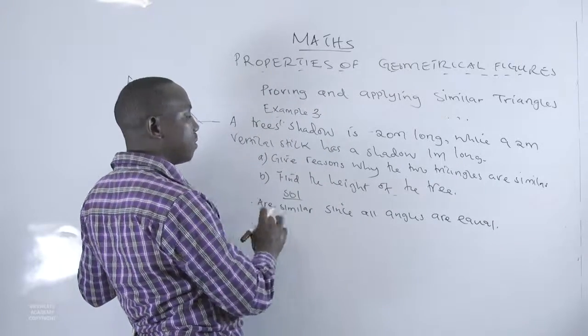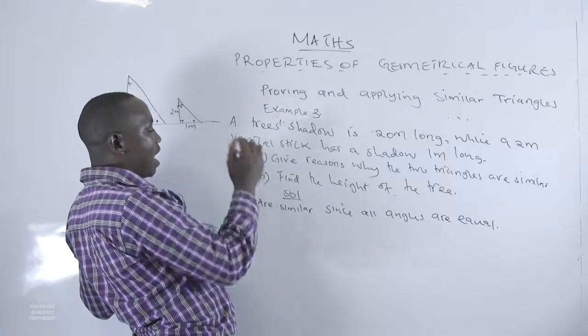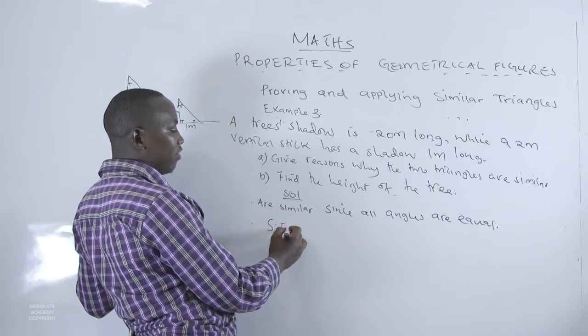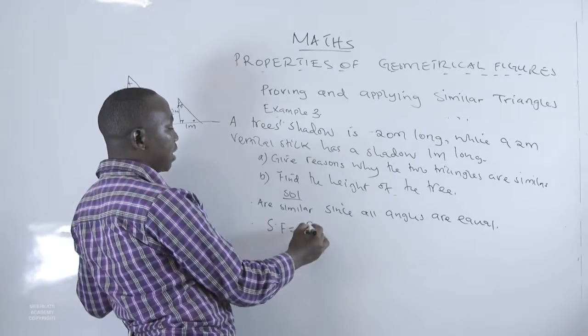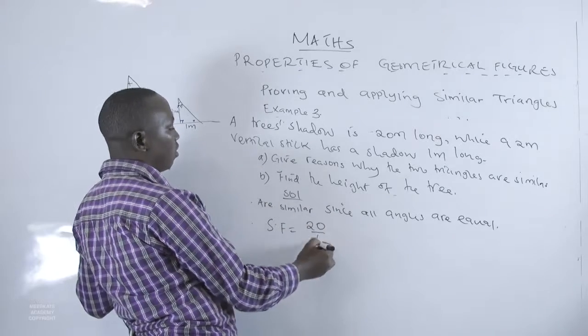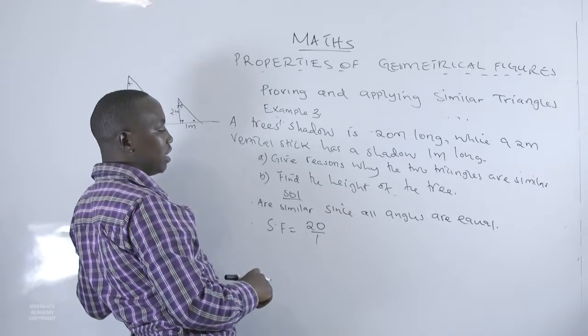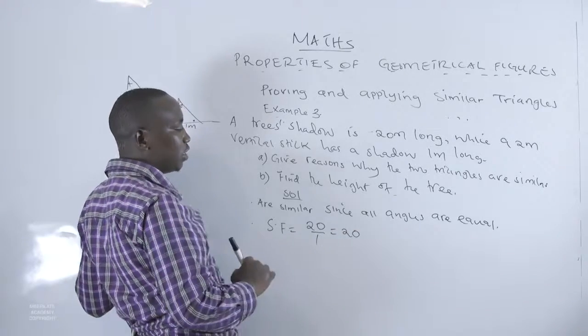Now part B, we are supposed to find the height of the tree. Now given that they are similar, we can get the scale factor, which will be given by the shadow of the tree divided by the shadow of the vertical stick, which is 1, and this will give us 20.